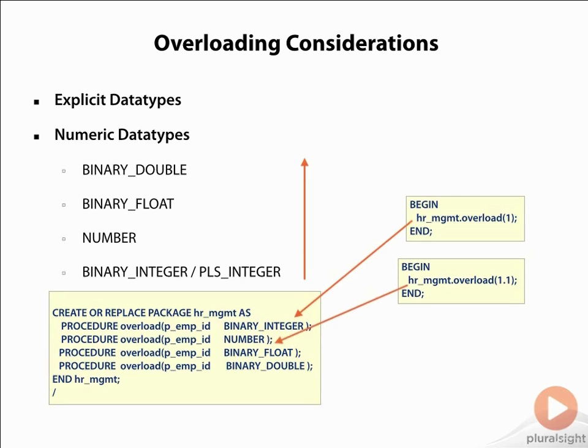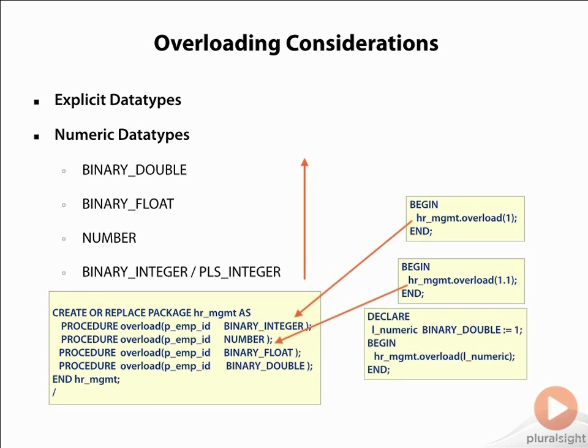Now it may be so that you wanted to call the binary double implementation for getting better performance. In order to call the right implementation, you will have to explicitly declare L_numeric of type binary double and then call the overload procedure. Now since there is no ambiguity, Oracle will resolve it correctly to the binary double implementation.